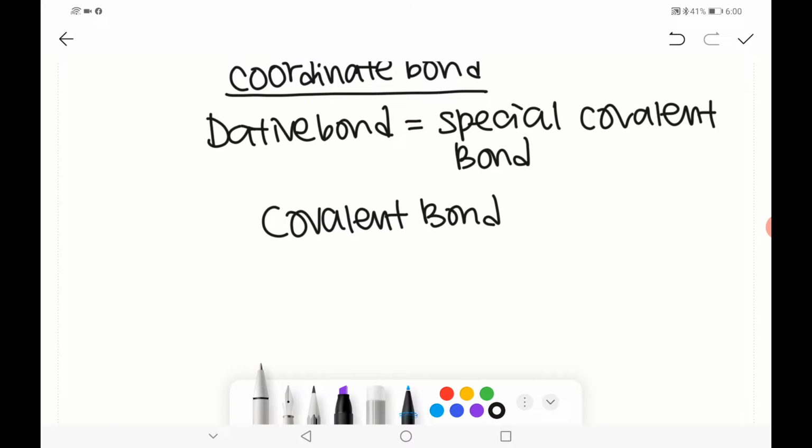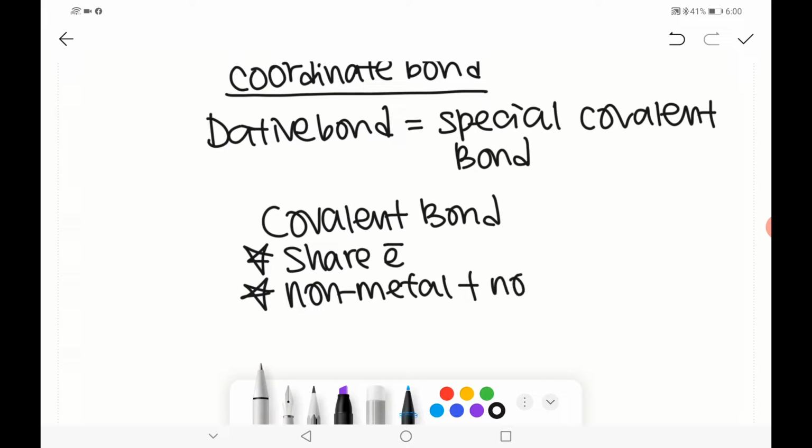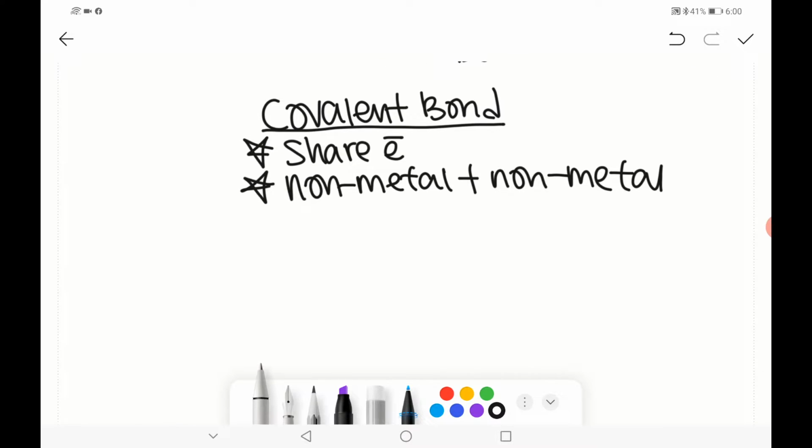Covalent bond is formed by sharing of electron. Covalent bond shares the electron, and covalent bond is formed among non-metal joining with non-metal. So when we have non-metal joining with non-metal, you form covalent bond. That's what we learned previously. I want you to know that covalent bond has 2 possibilities.